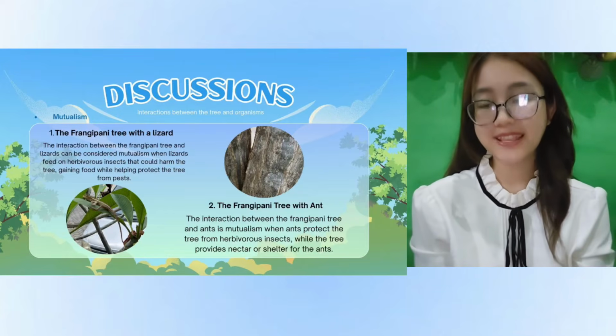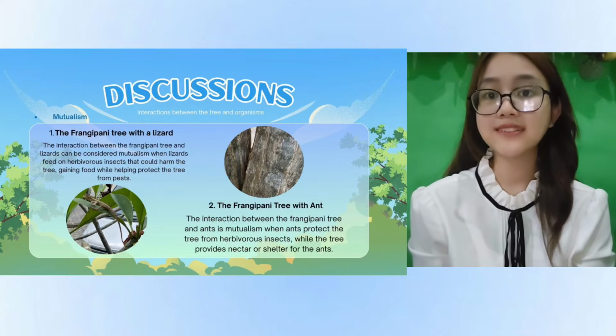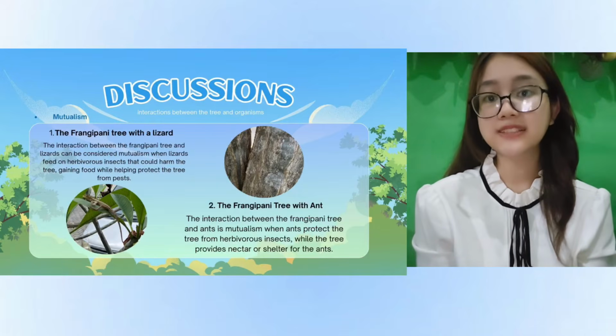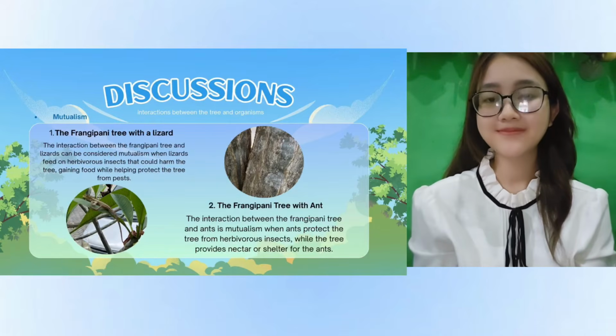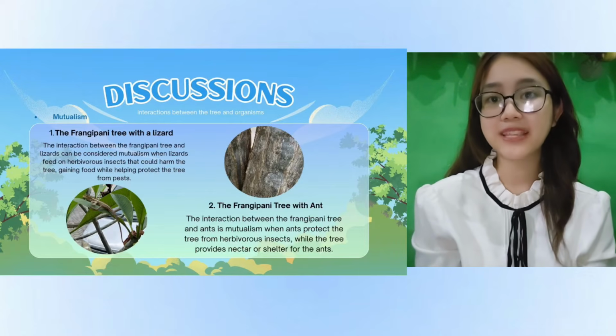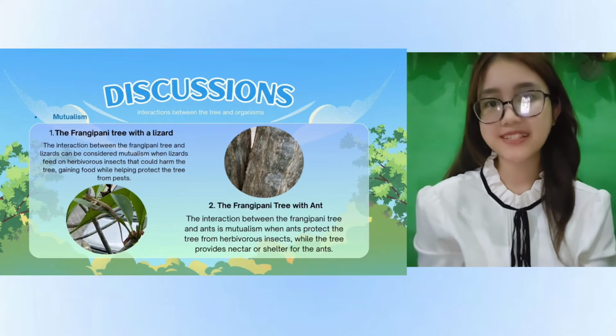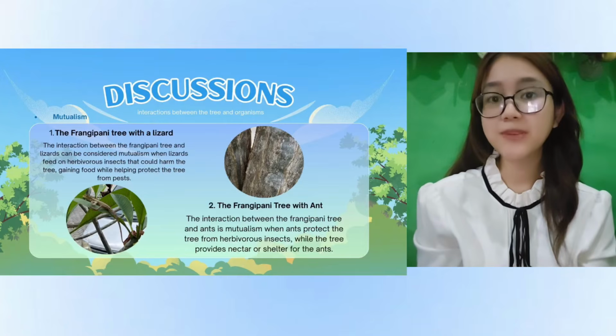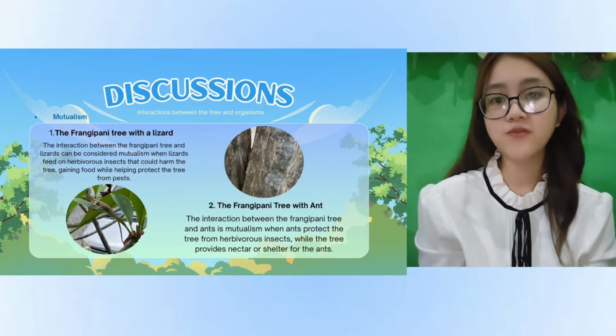Second, the frangipani tree with ants. The interaction between the frangipani tree and ants is mutualism when ants protect the tree from herbivorous insects, while the tree provides nectar or shelter for the ants. In this situation, ants defend the tree from harmful insects. In return, the tree offers them nectar or a safe place to live. This is a great example of a two-way relationship where both species help each other. So, unlike commensalism, mutualism involves cooperation. Both the frangipani tree and the animals get something valuable from the interaction.